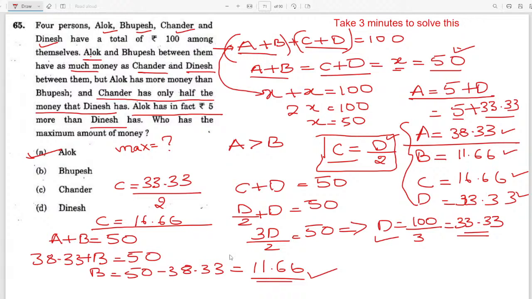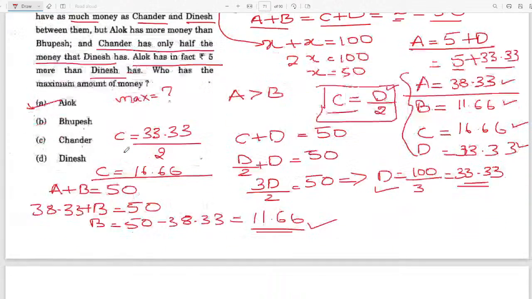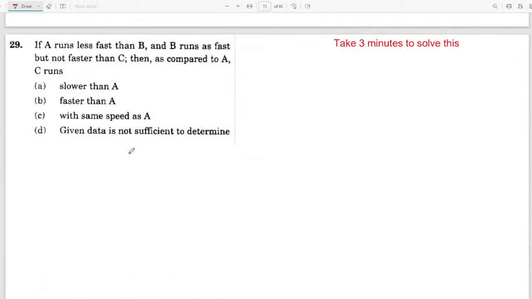I hope it is clear, Dipti, or LKR. If you have any doubt, you can ask, or else we'll move to the next question. Take 3 minutes to solve this. I mean, take 2 minutes. 3 minutes is too much. Take 2 minutes to solve this.